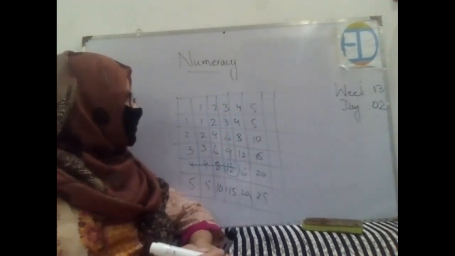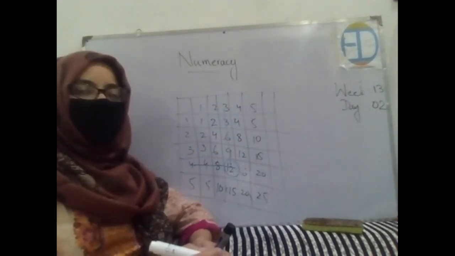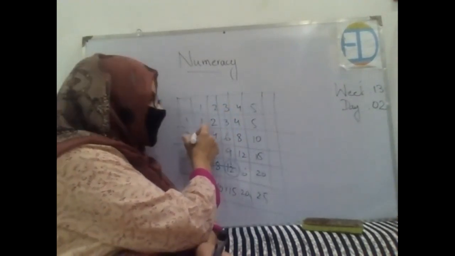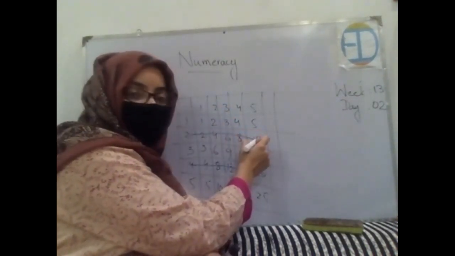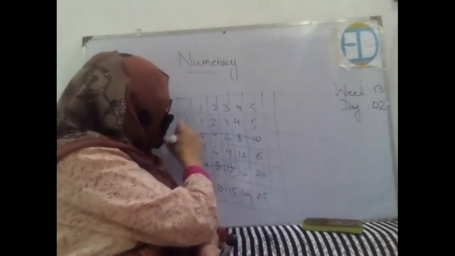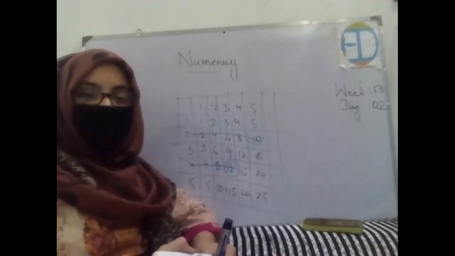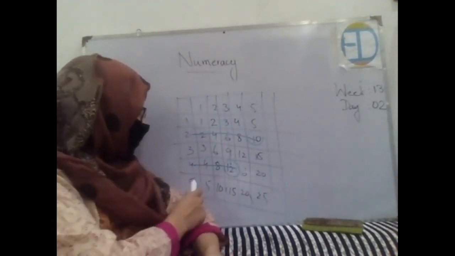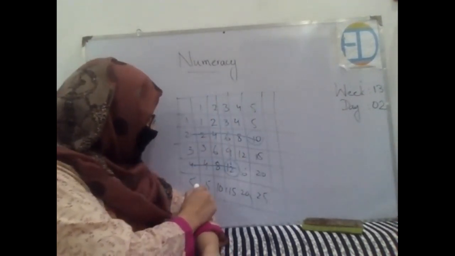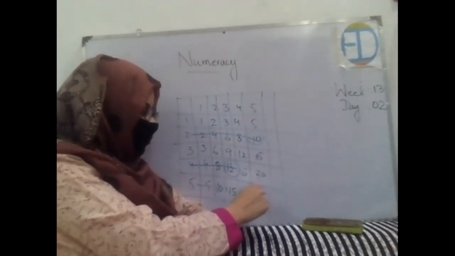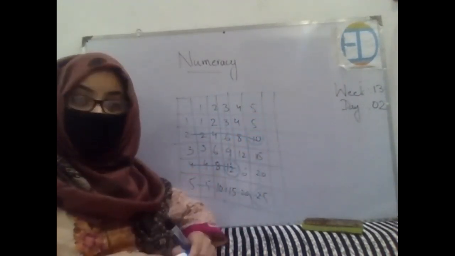If I ask you to please find the product of 2 cross 5, you will start moving from 2's row till the column of 5. Now this is 5, this is 2, so 2 cross 5 is equal to 10. Similarly, if I ask you to please find the product of 5 cross 5, you will start moving in this direction and you will move till the column of 5. So 5 cross 5 is 25.